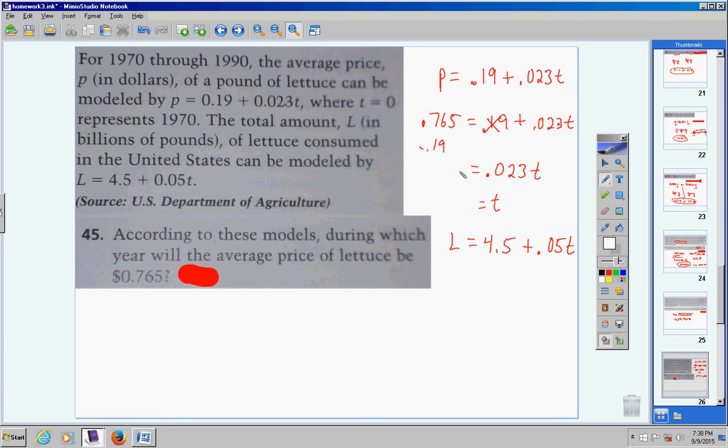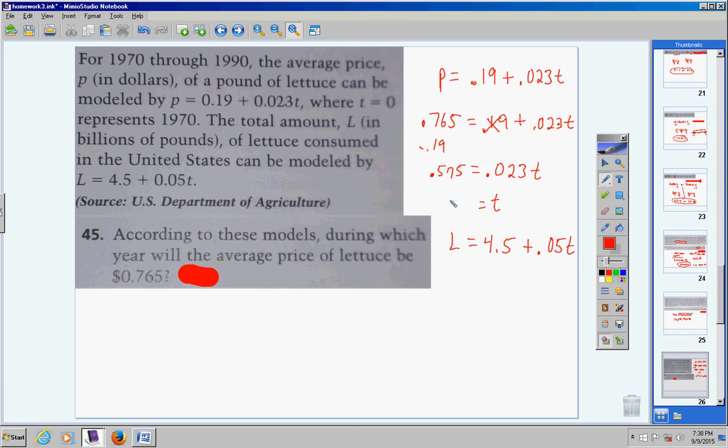0.765 minus 0.19 would not be what I had. Actually, not even close, which is quite humorous. It's 0.575, and I do apologize for that. And so there we go. All right, now let's take 0.575 and divide that by 0.023, and we're going to get 25 exactly.